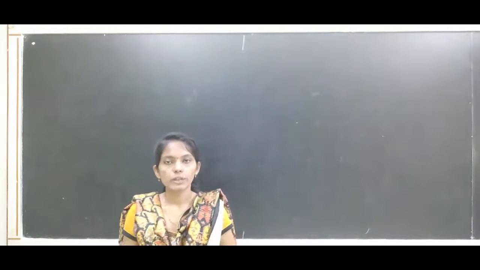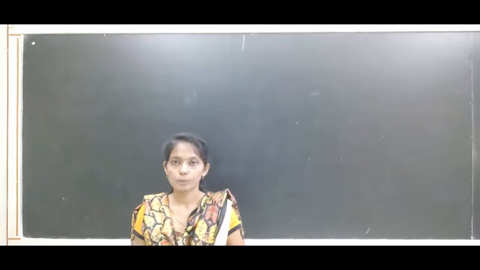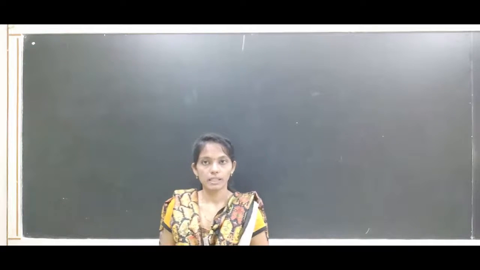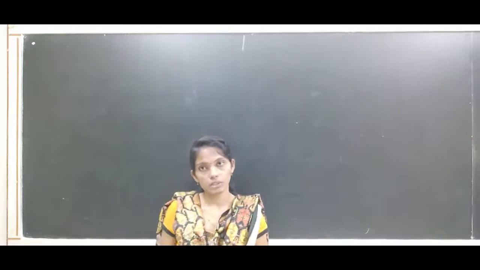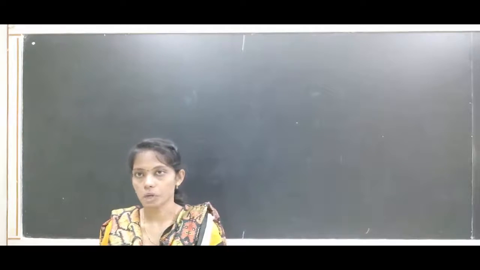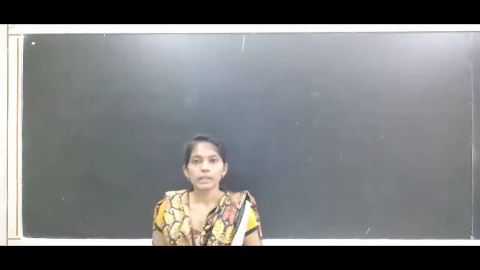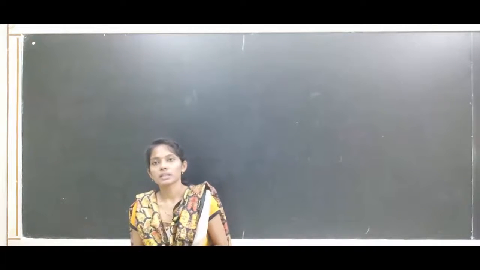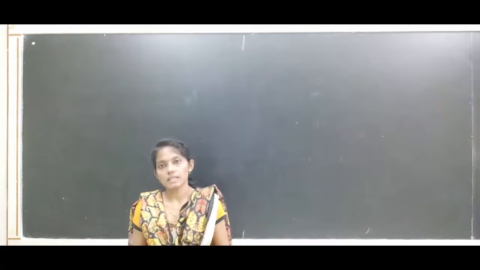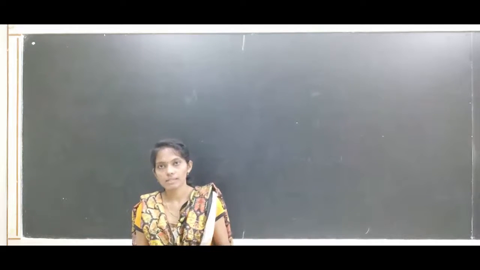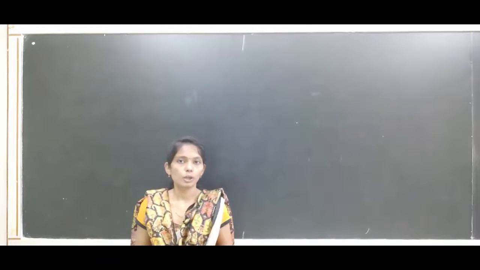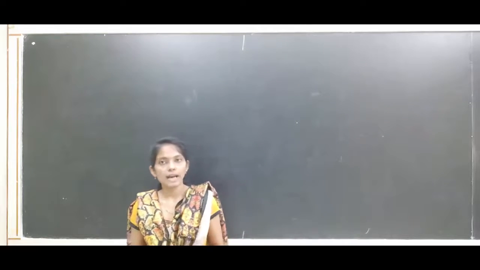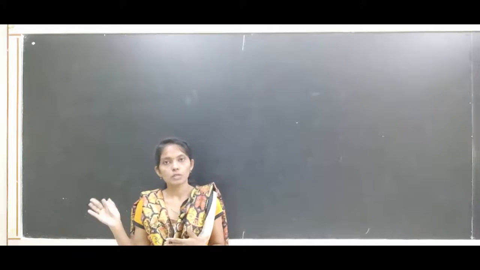So in the last video we saw propositions, logical connectives, truth tables, converse, inverse and contrapositive. Now today we are going to study propositional equivalences and logical equivalences. In propositional equivalences, we see tautology, contradiction and contingency. So first we start with the tautology.